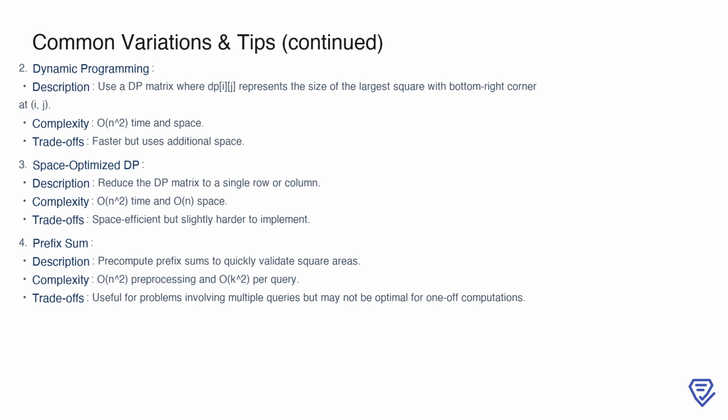Another alternative is the prefix sum technique, which pre-computes sums for quick validation of square areas. While this method has an O(n squared) pre-processing cost and O(k squared) per query, it can be particularly useful for problems involving multiple queries. However, for one-off computations, it may not be the most efficient choice. Each approach has its strengths and trade-offs, so understanding when to apply them is key to mastering these types of problems.